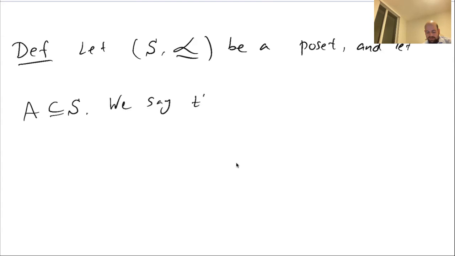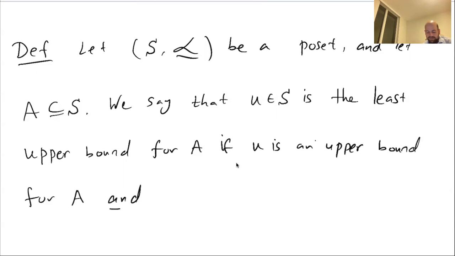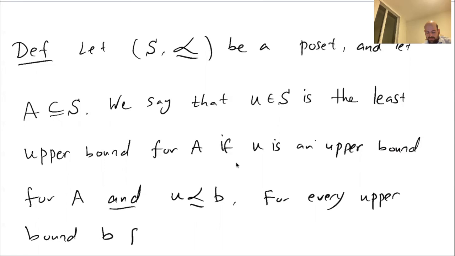We say that U in S is the least upper bound for A if U is an upper bound for A, and U is less than or equal to B for every upper bound B for A.